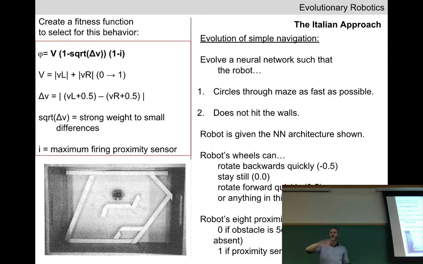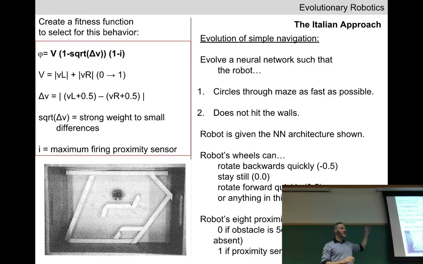As it's spinning around and around the maze, if it's going really fast and gets close to an obstacle but doesn't hit it, then one of those 8 values is going to spike. It's going to go very high. It's going to approach 1, and suddenly that third term is going to plummet towards 0. And 0 times anything else is close to 0.